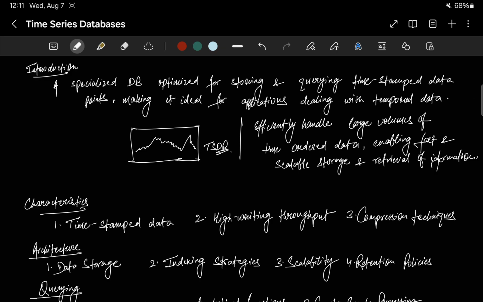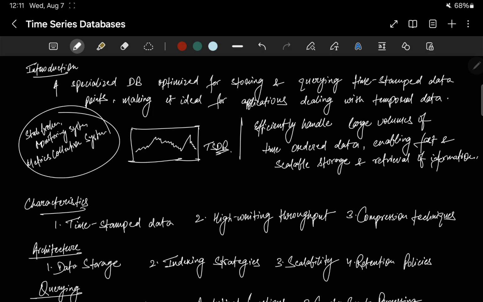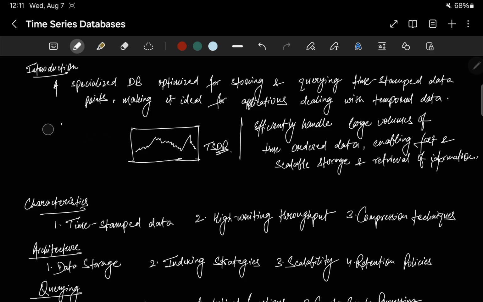So yeah, if let's say you are asked to design some system like a stock market or stock broker kind of system, or some kind of monitoring system, or like a metrics collection system. So in these kinds of systems, you should talk about databases. Like when you talk about databases, you have to mention that it's a time series database. And if somebody asks a follow-up question about time series databases, this video gives you a good understanding of how to tackle those questions. Okay.